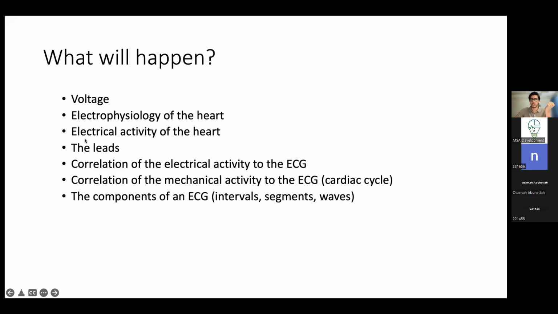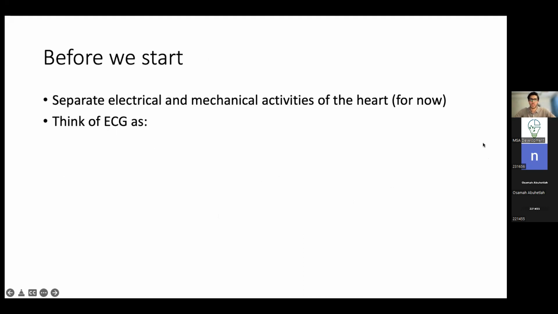We're going to talk about the voltage. We're going to review some of the electrophysiology of the heart that I think you might have taken in another session. Then we'll look at the electrical activity of the heart. We'll talk about the leads. Then we're going to correlate the electrical activity of the heart to what you see on ECG, and we're going to correlate the electrical activity on the ECG to the mechanical activity of the heart. All right. I'm probably not going to go in this particular order, but the order that makes the most sense is what I chose to go with.